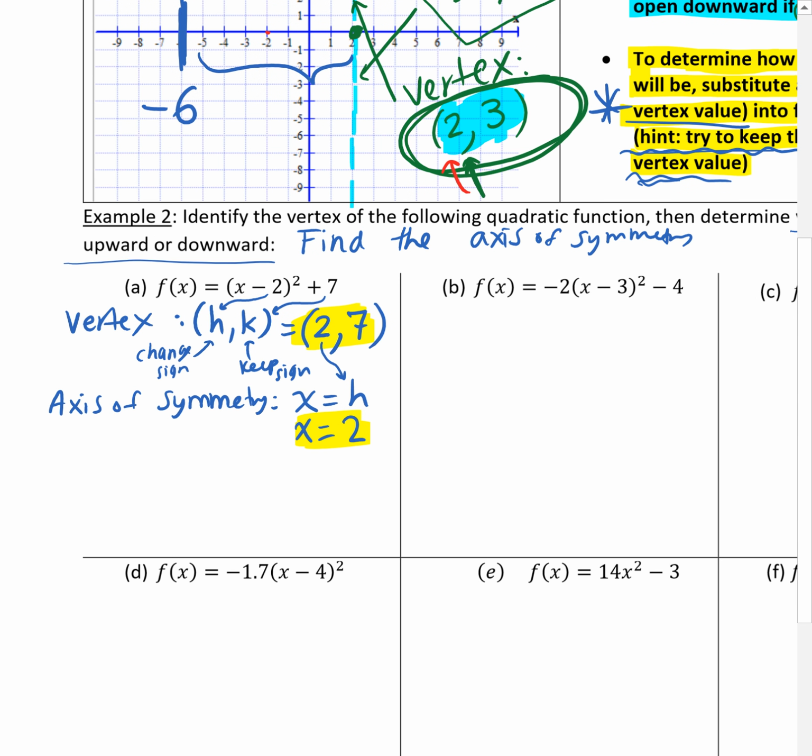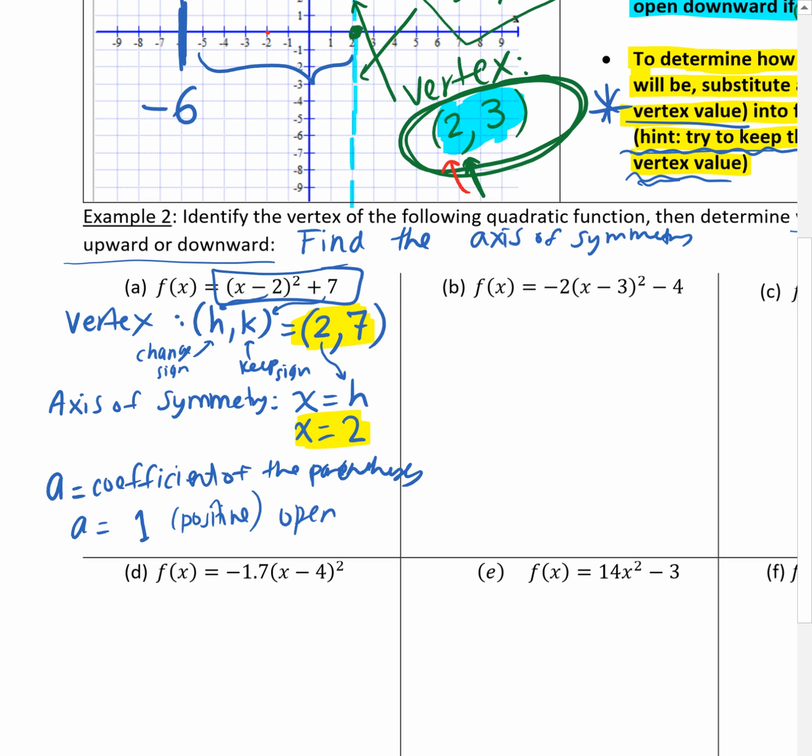And then the last part of this that they want us to determine is, does it open upward or downward? Remember, the value of a is the coefficient of the parentheses, I guess, is what you can think of it as. What's the number in front of the parentheses? I guess I don't see anything in front, so it must be a 1. And then all you have to do is say, okay, is that number positive? If it's positive, it opens upward. If it's negative, it opens downward. But since that's a positive number, this parabola opens upward.